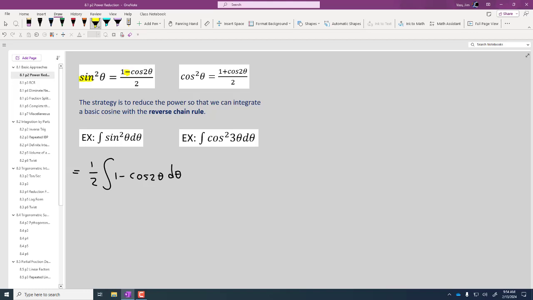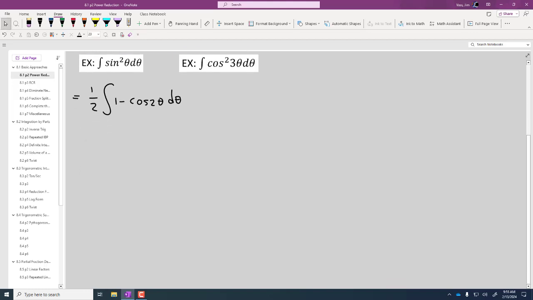And once you have that power reduced, then it's just a matter of using reverse chain rule with that cosine of 2 theta. This is a linear angle right there. It's linear. And so anytime we have a linear substitution, all we have to do is integrate the trig function, leave the angle alone, and then divide by the derivative of the angle. So there's our antiderivative.